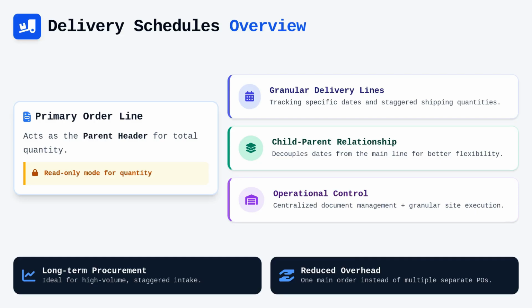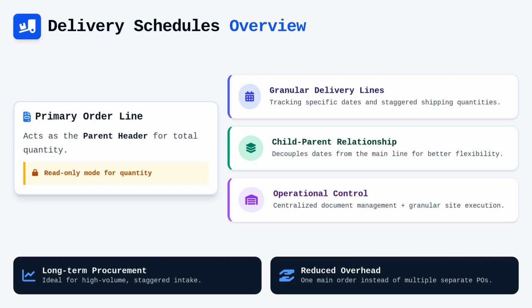From a functional perspective, you are essentially creating a child-parent relationship where the main line serves as a header for quantity, while individual delivery lines track specific date requirements and shipping quantities. When you enable a delivery schedule, the system automatically shifts the primary line into a read-only mode regarding quantity, ensuring that any modifications happen at the schedule level to preserve order consistency.